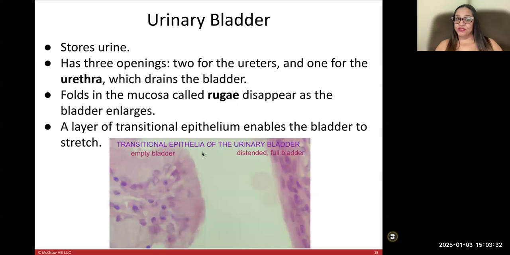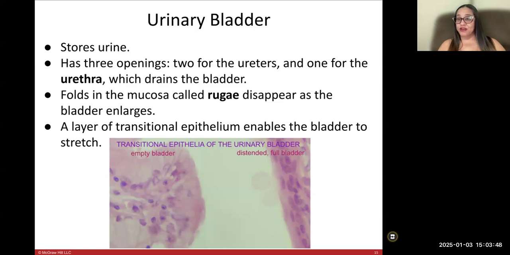The bladder stores urine. It has 3 openings, 2 for the ureters, one coming in on each side from each kidney, and 1 for the urethra, which drains the bladder. There are folds in the mucosa of the bladder called rugae. They disappear as the bladder enlarges.